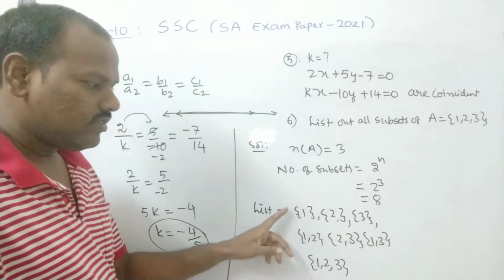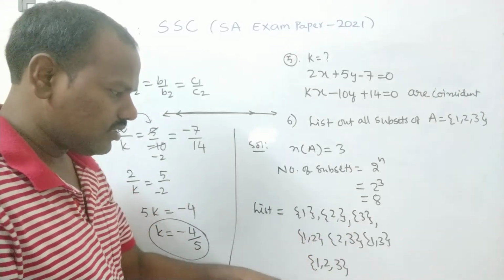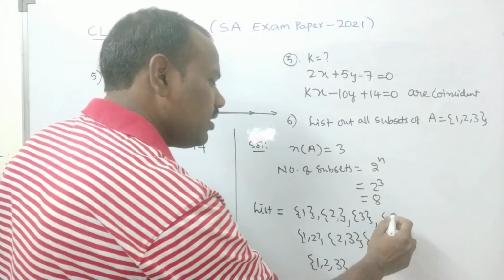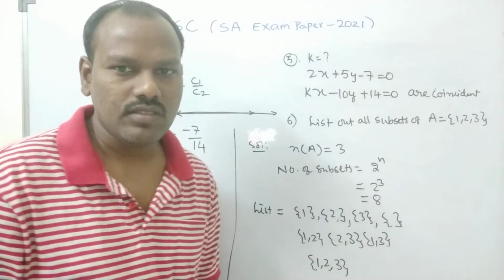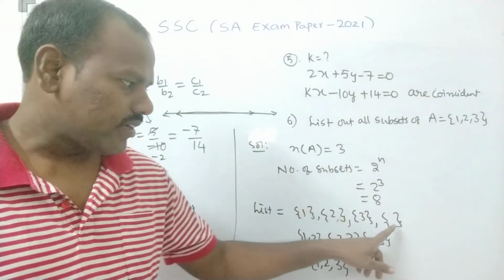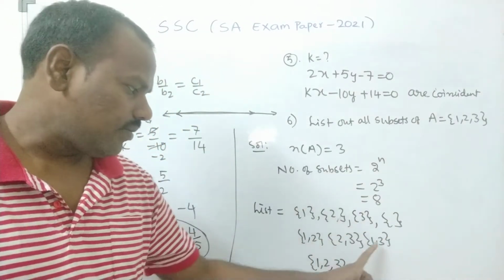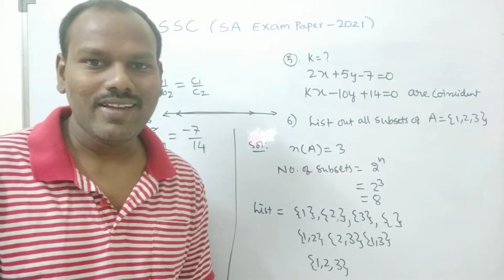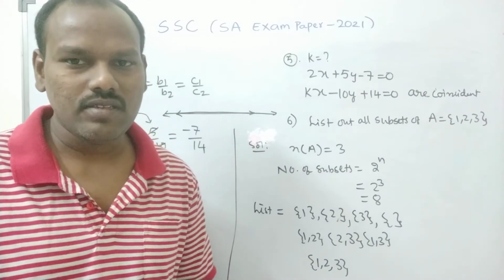Now how many do you have? 7 you have: 1, 2, 3, 4, 5, 6, 7. And what is the last one? The empty set is a subset of every set. So all the single elements along with the empty brackets, and double elements, triple elements, you will get 8 sets. 8 subsets are possible.